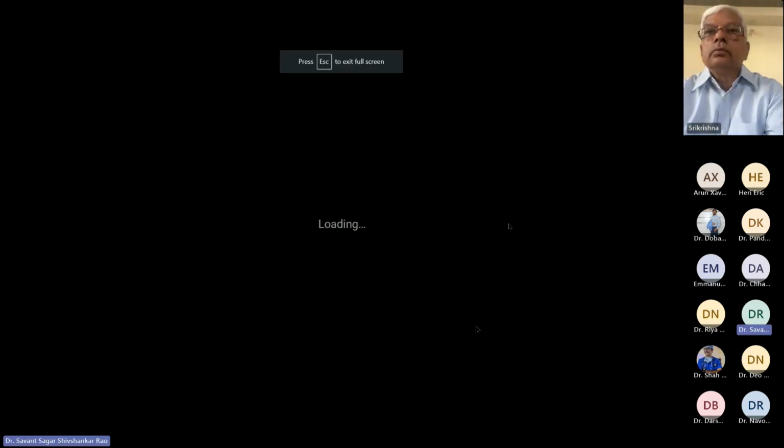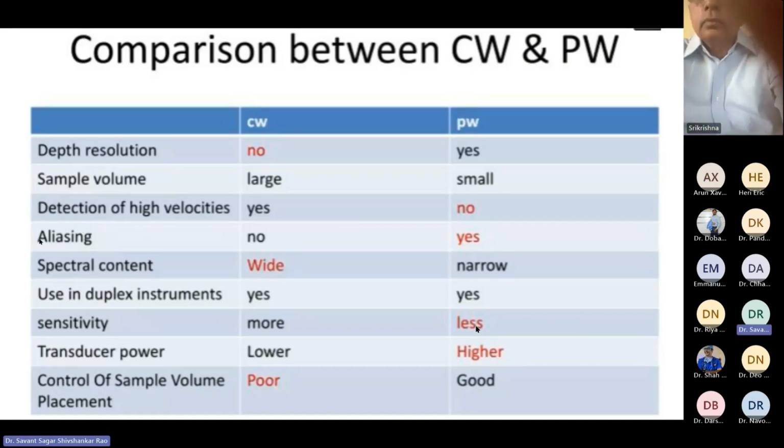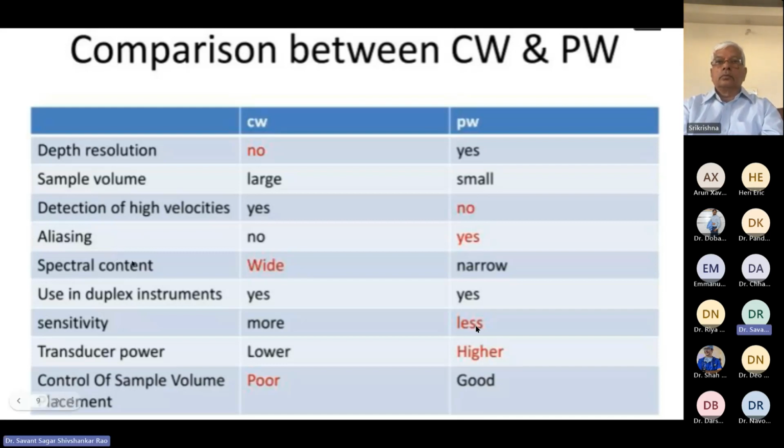While comparing continuous wave and pulse wave Doppler, in pulse wave we get better resolution, while aliasing is much more common in pulse wave, which is used in future to assess regurgitation quantities by creating aliasing through pulse wave Doppler.